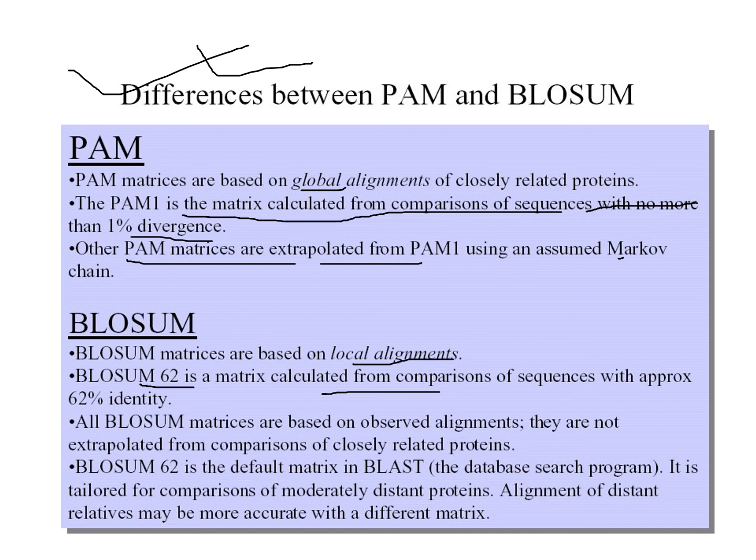Also, all BLOSUM matrices are based on observed alignments, and they are not extrapolated from comparisons of closely related proteins. BLOSUM 62 is the default matrix in BLAST, which is the database search program. It is tailored for comparison of moderately distant proteins, and alignment of distant relatives may be more accurate with a different matrix. These are some of the differences I found between PAM and BLOSUM, which may be helpful for you, so do give it a read.